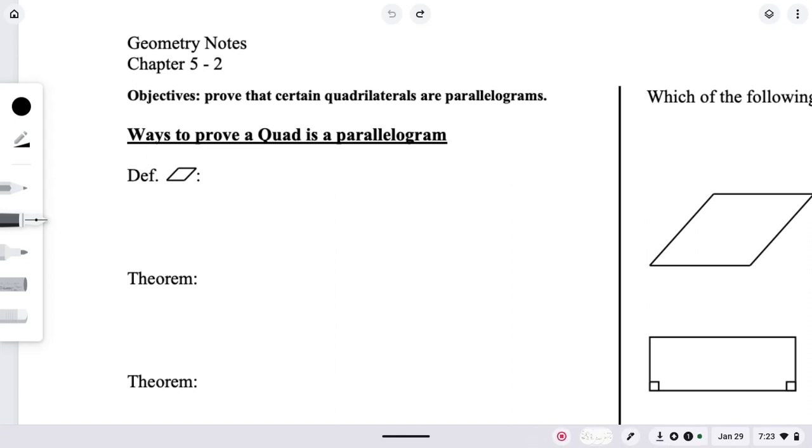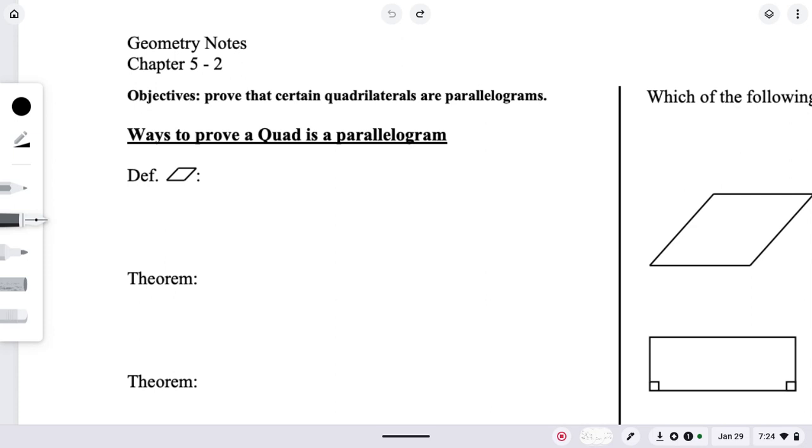Two notes for chapter 5 in geometry. We're still talking about parallelograms, but now we're trying to prove that a quadrilateral is a parallelogram. So the different ways that you can do this: four of these are the same things we had in the last section.